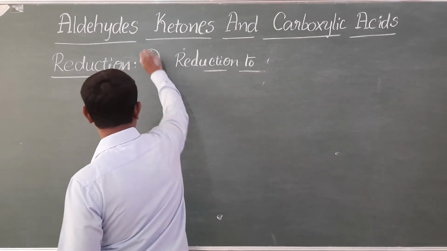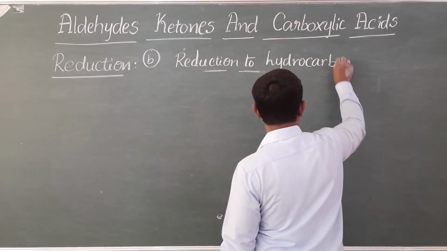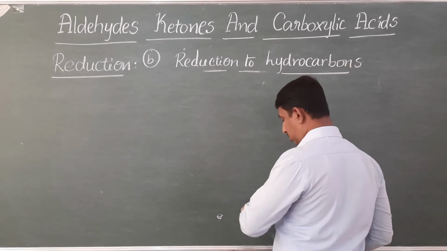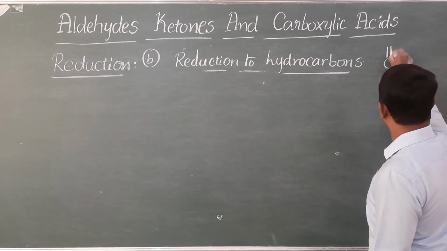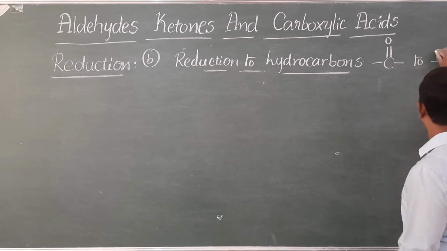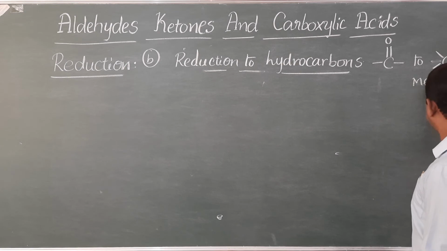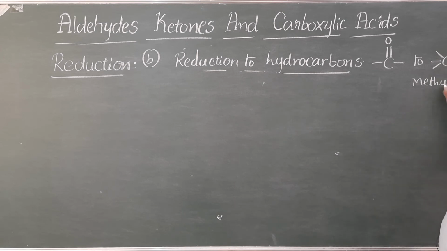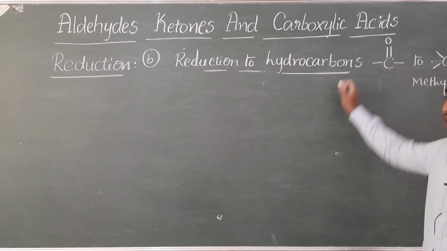Next, the second one, this is very important: reduction to hydrocarbons. Reduction to hydrocarbon means reducing the carbonyl group to a CH2 group. Carbonyl group to CH2. CH2 means methylene. CH3 is the methyl group, CH2 is the methylene group. So converting C double bond O to CH2. If I convert C double bond O to CH2, then it becomes a hydrocarbon.